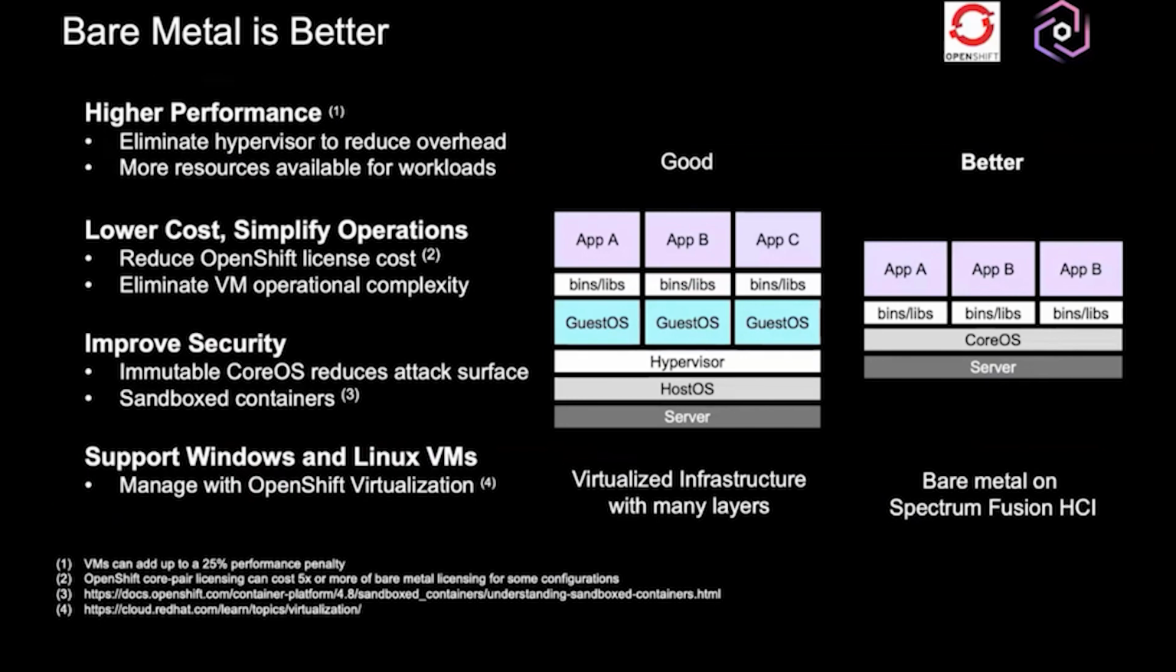You can use the OpenShift sandbox containers operator to perform tasks such as installation and removal, updates, and status monitoring. But these sandbox containers are only supported when OpenShift is installed on bare metal, as it is for Spectrum Fusion HCI. Another OpenShift feature that is only supported for bare metal is OpenShift virtualization. OpenShift virtualization makes it possible to run Linux or Windows virtual machines on OpenShift.